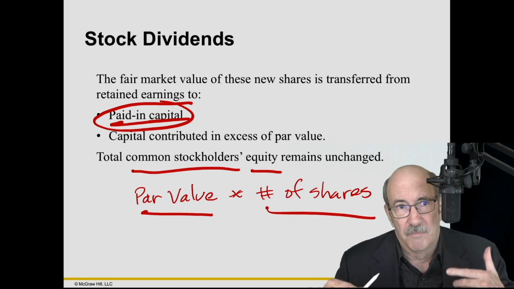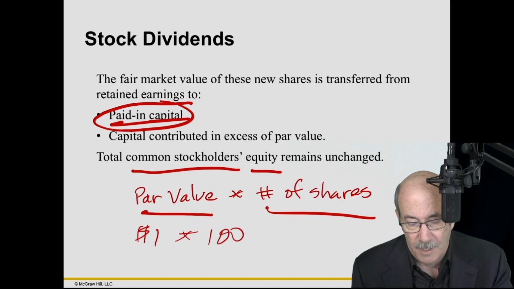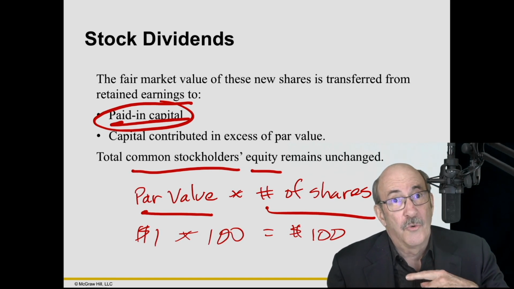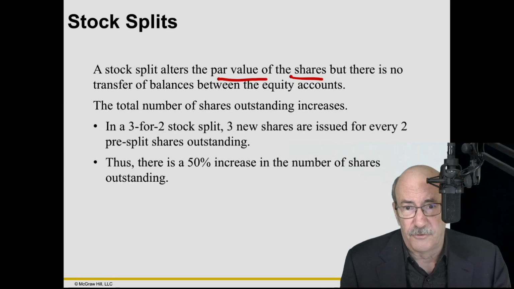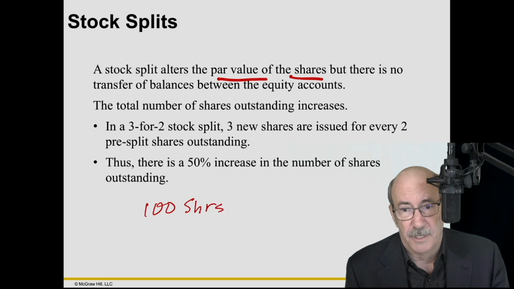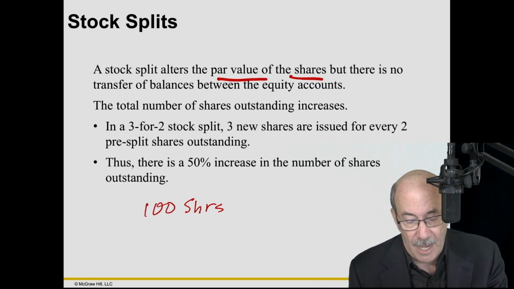That equals some value. So if we had $1 par value and we had 100 shares, that would be $100 in the paid-in capital account. Now, when we're doing a stock split, if we have those 100 shares before the stock split, and let's say we do a 2-for-1 stock split, now that becomes 200 shares.